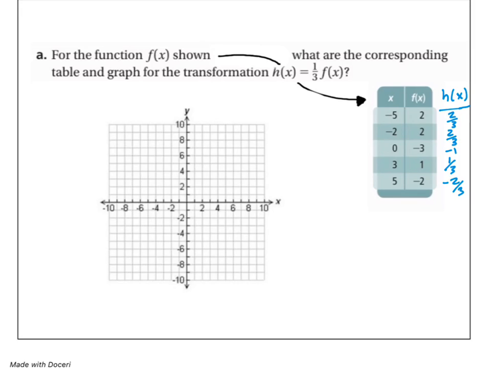This time I'll graph f of x in black. So I've got f of x graphed in black, and now I'm going to go ahead and graph h of x in blue. And there we have h of x in blue. So we can see the shrink, the compression here.